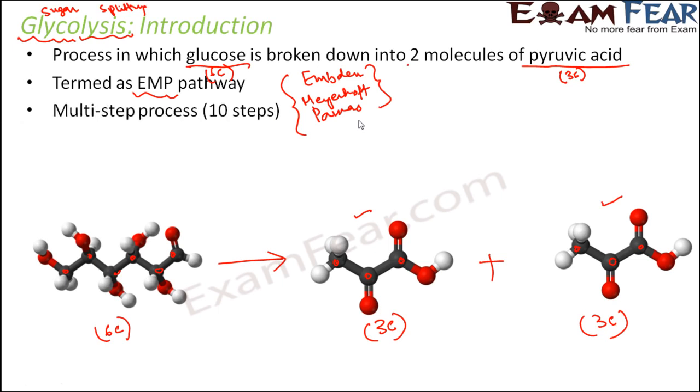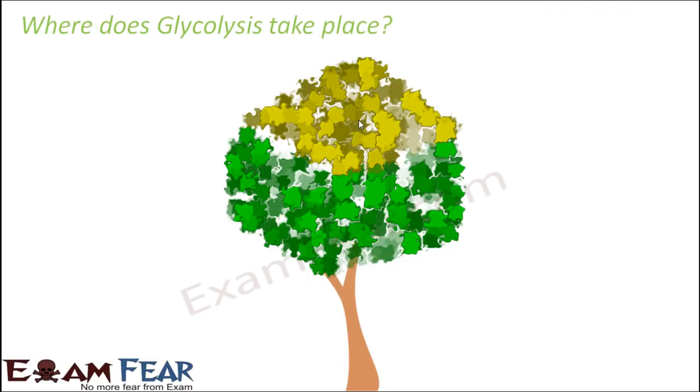Now this is again a multi-step process. Glycolysis itself is just the first step of the process of respiration, and this glycolysis itself is also made up of 10 steps. So just imagine how many steps are involved in the entire process of respiration. Now our job is to understand the 10 steps of this process of glycolysis.